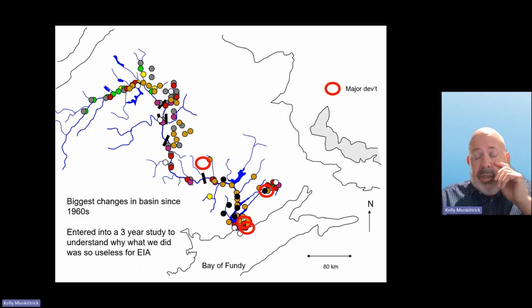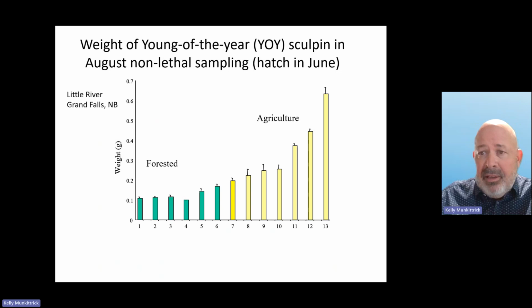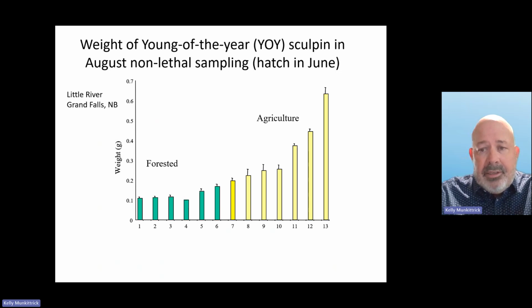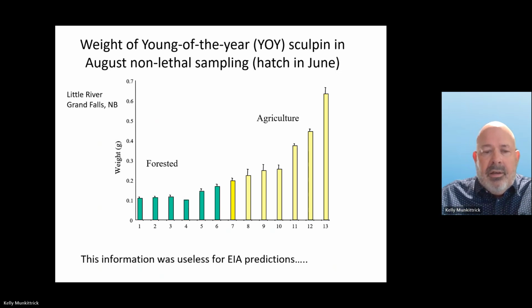So we entered into a 3-year study with EIA scientists to ask them, why is what we do so useless for what you do? This is an example data set. This happens to be the size of baby sculpin, which are a small fish that's very territorial. As you come down a river system from industrial forest plantations into the potato farming area, this is the size of this year's baby fish in August. You can see in the potato farming area, in the downstream part of the river, they're about 6 times the size they are in the forested river. All of our data sets in our studies looked like this, trying to identify change, trying to identify impacts. All of this information was useless for the development of EIA predictions.